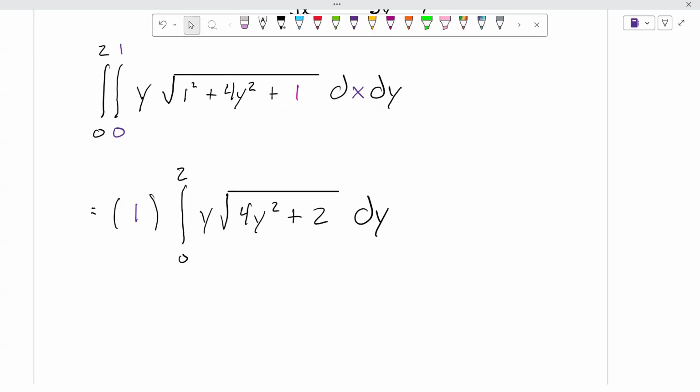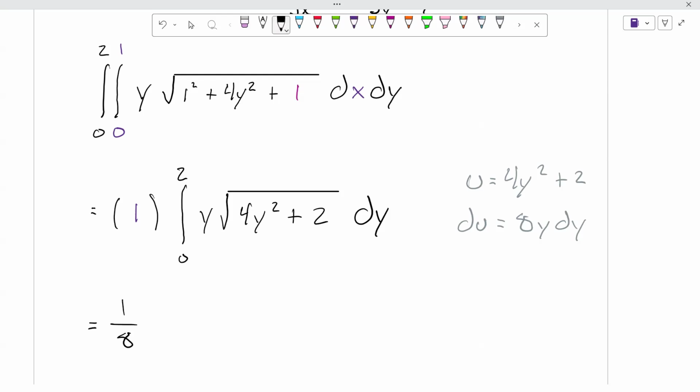And then we get to integrate that thing. So I think there's a nice looking u substitution here. In particular, u is going to be 4y squared plus 2. So du is going to be 8y dy. And I already have the y dy part, so I just need to deal with that 8, which is going to show up in the integral as 1 over 8.